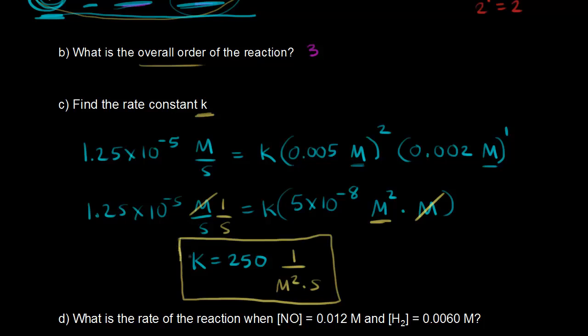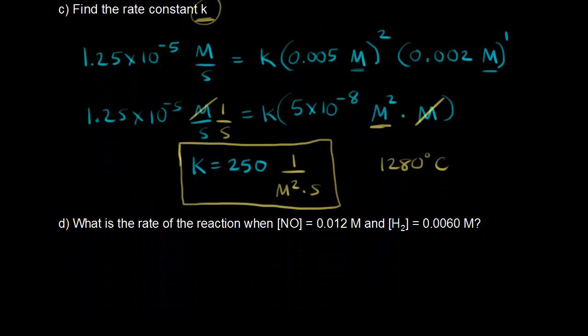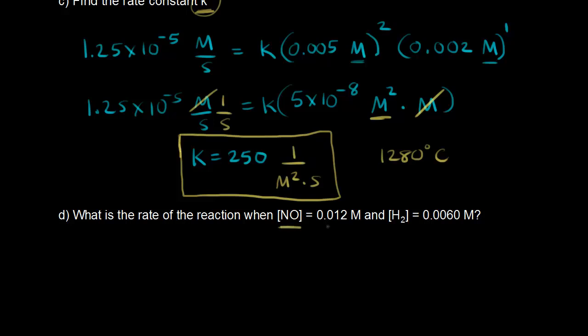And notice this was for a specific temperature. So our reaction was at 1280 degrees C. So this is the rate constant at 1280 degrees C. Finally, let's do part D. So what is the rate of the reaction when the concentration of nitric oxide is 0.012 molar and the concentration of hydrogen is 0.006 molar?